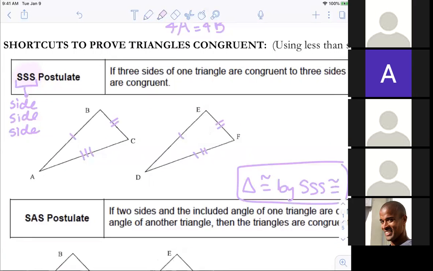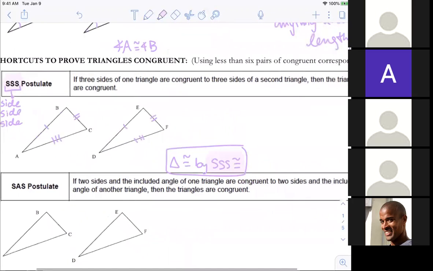On your homework, you will need to write this if that's true. So side, side, side, and a congruent mark. If you don't have the congruent mark, you are wrong. So make sure that you have all those pieces. All 3 sides mean that my triangles are congruent. Questions so far?